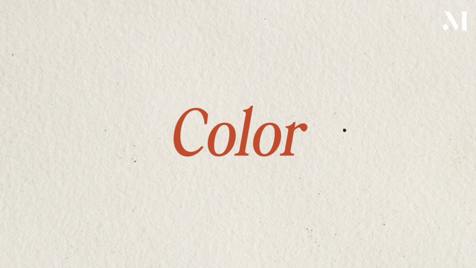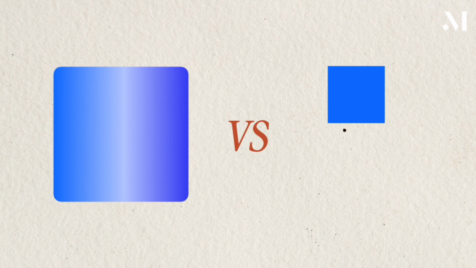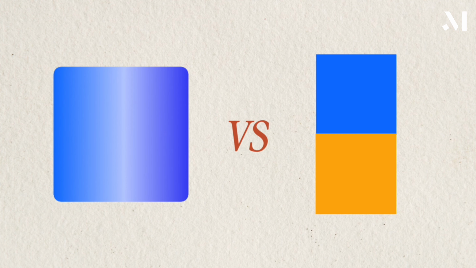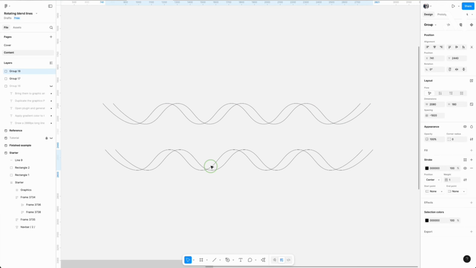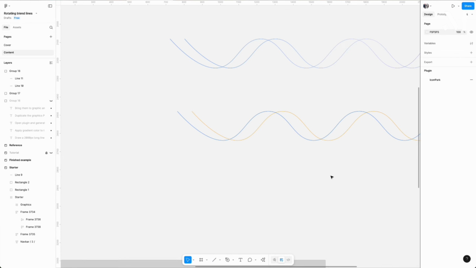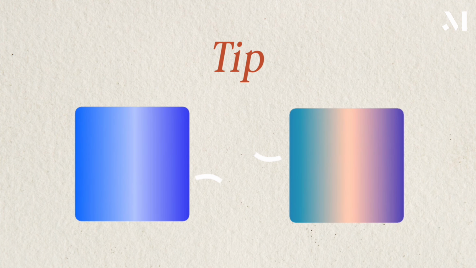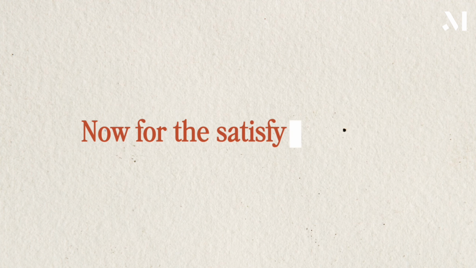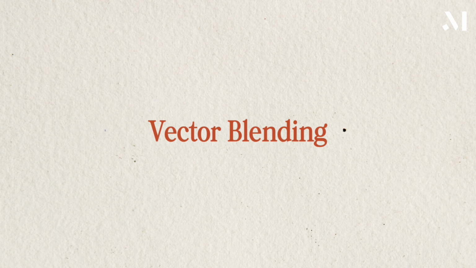Next, we will apply color. Here's where things get fun. Gradients vs flat colors. Which one do you think will look more 3D when we blend them? Duplicate this group of lines. The first group, gradients. Then the second group, single color. One tip here, the plugin we later use doesn't blend between gradients. This will not work.